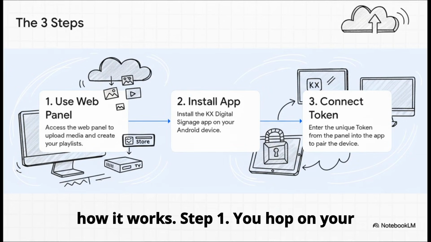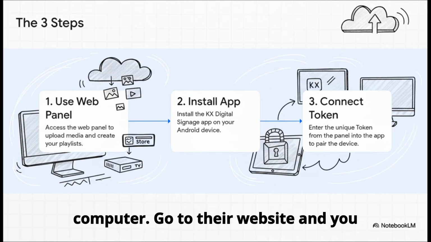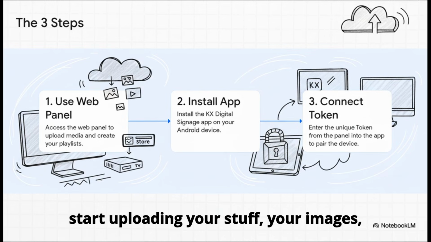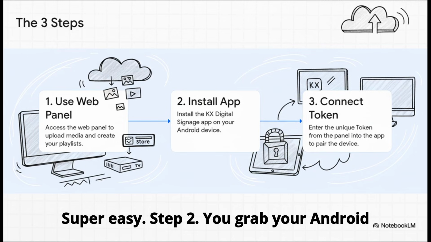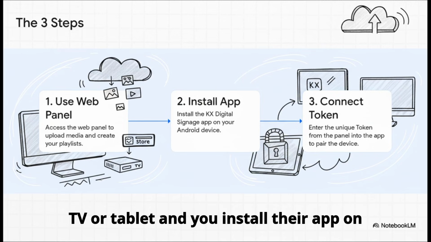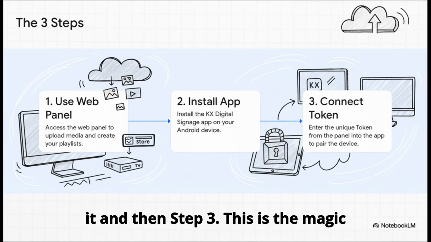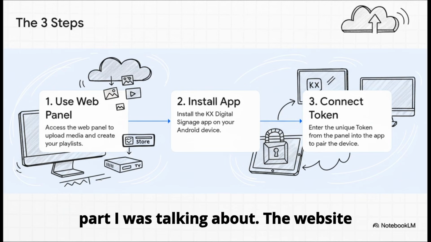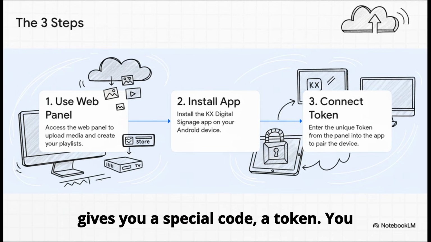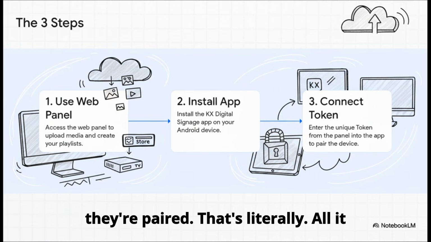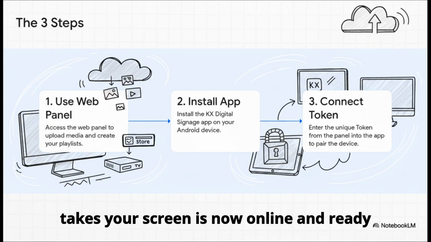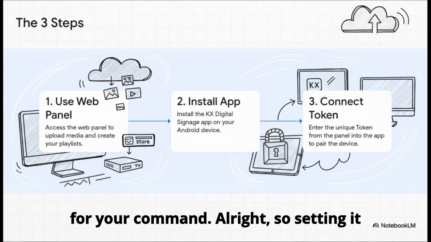Okay, so here's how it works. Step 1, you hop on your computer, go to their website, and you start uploading your stuff, your images, your videos, and you build your playlists. Super easy. Step 2, you grab your Android TV or tablet, and you install their app on it. And then, Step 3, this is the magic part I was talking about. The website gives you a special code, a token. You just type that code into the app, and bam, they're paired. That's literally all it takes. Your screen is now online and ready for your command.